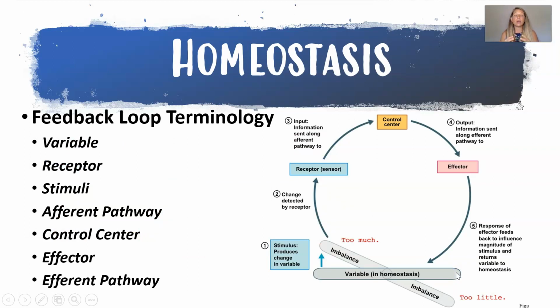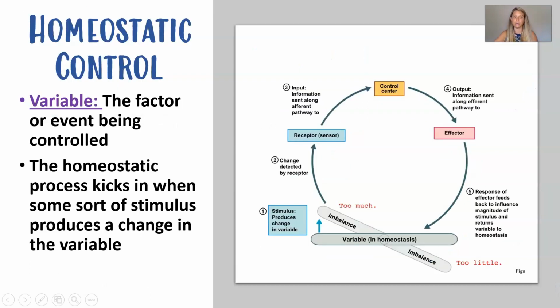Okay, so homeostasis typically happens within a certain feedback loop. And that feedback loop always has the same sort of parts. So we're going to go ahead and define the parts of a typical homeostatic feedback mechanism. The terms you need to know in a typical homeostatic feedback loop are variable, receptor, stimuli, afferent pathway, control center, effector, and efferent pathway. We're going to define these and you're going to match them on your notes organizer.